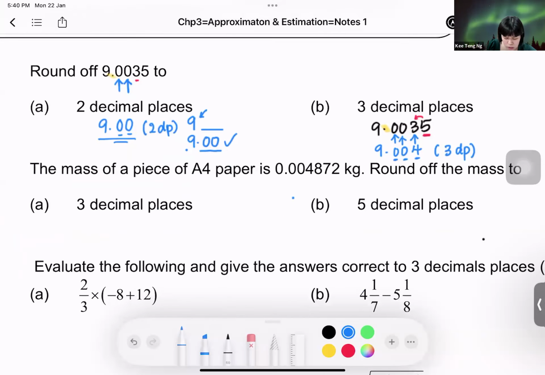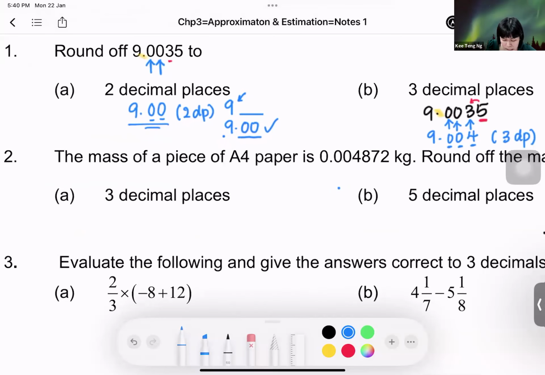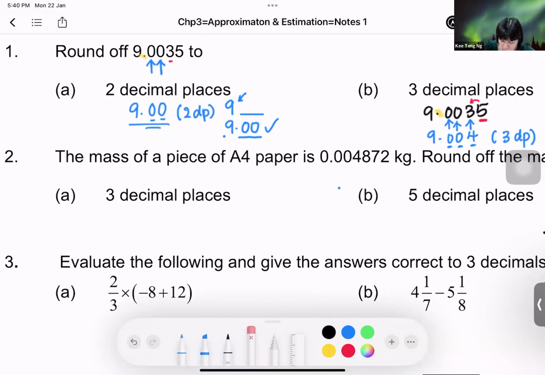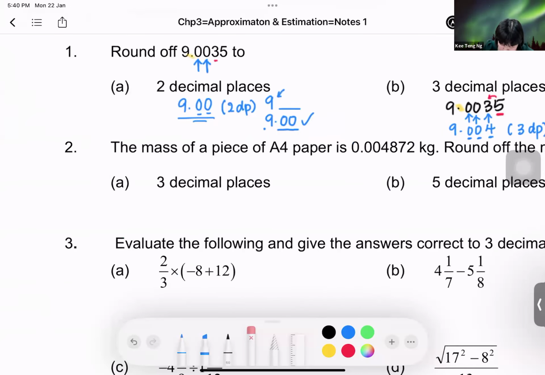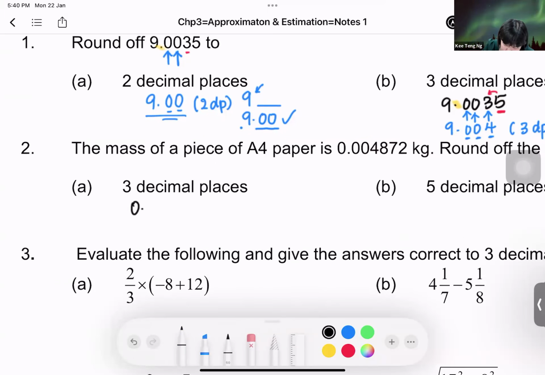Let's look at the next one. Question number 2. The mass of a piece of A4 paper is 0.004872 kg. Well, that's very accurate, right? But in real life, how many of you can actually really measure this accuracy? So I need to round off this mass to 3 decimal places. So let's look at my number first, 0.004872. Let's look for our decimal. The decimal is over here. So 3 decimal places. 1, 2, 3.